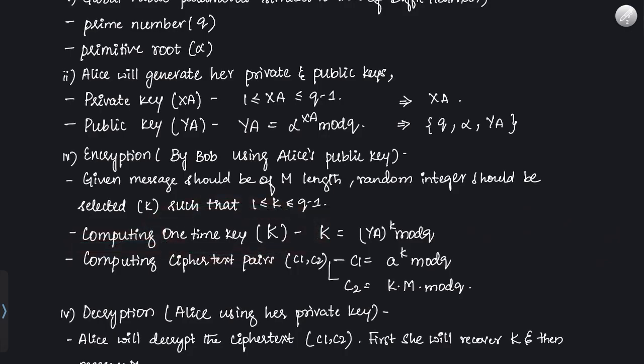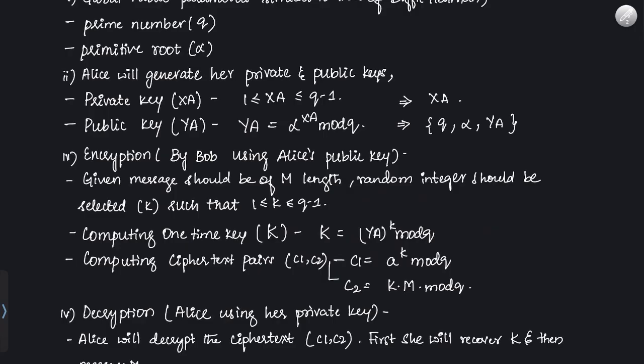For each and every session or each and every transaction, the one time key would be generated. By making use of this one time key, the security and the robustness is increased. Even if the attacker gets to know the shared secret key in a previous transaction, he may not be able to use it in this transaction because each and every time I'm generating a new key. That's why it's called a one time key. So K is equal to ya to the power k mod q. This is the formula to generate the one time key.